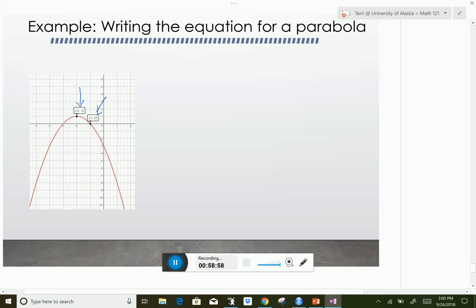So we have y equals a times (x minus h) squared plus k. Don't forget to square it. Y equals a times (x minus the x-coordinate, negative 2) plus 1. Oh, don't forget to square it. So y equals a times (x plus 2) squared plus 1.